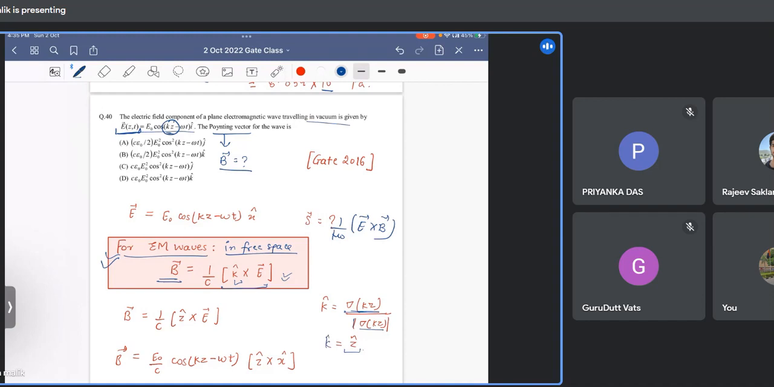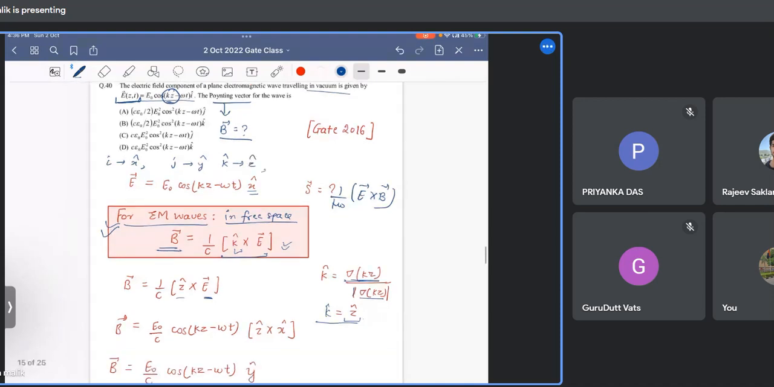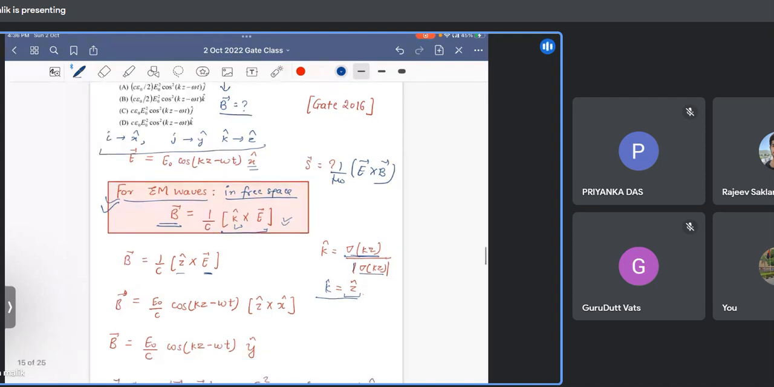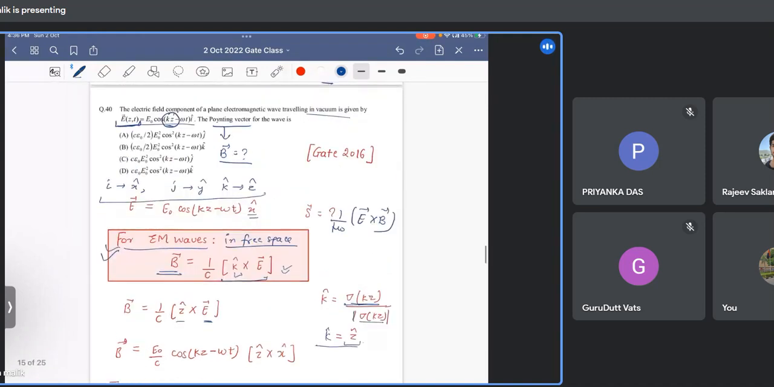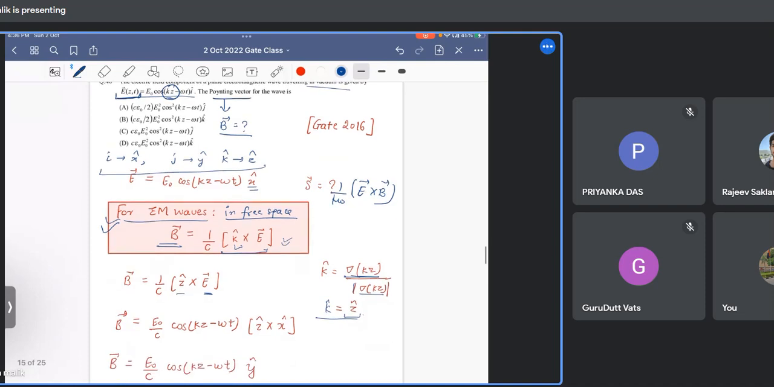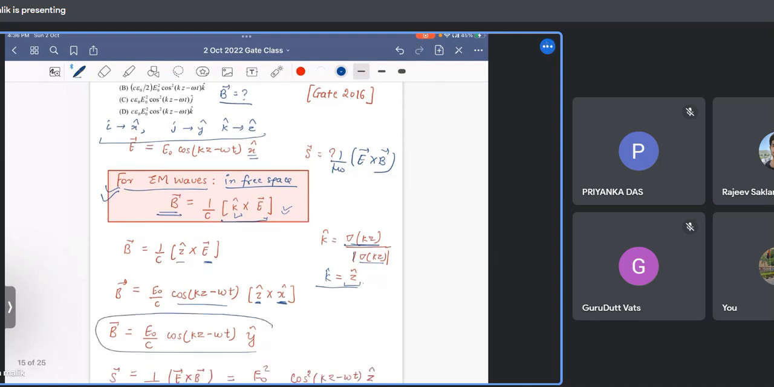So the k cap direction is the z cap direction, and the direction of E vector is given to us as the x cap direction. I have taken i cap as x cap, j cap as y cap and k cap as z cap, so just don't be confused here. So magnetic field is given by exactly the same expression, E naught by c cos kz, z cap is the k cap direction, and cross x cap. So this is my magnetic field.